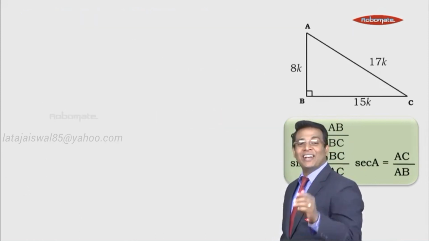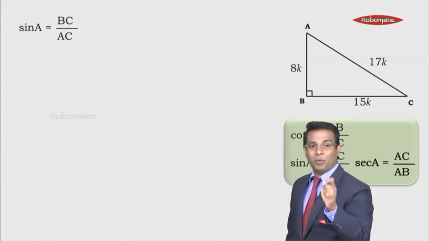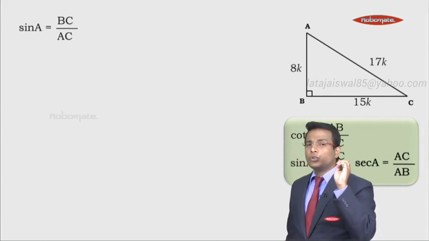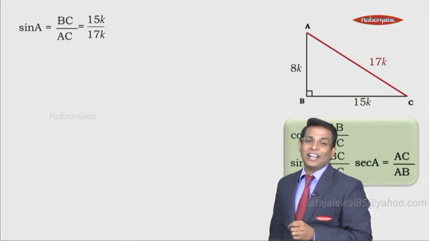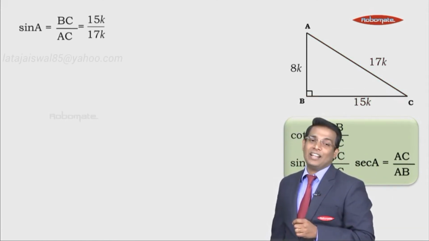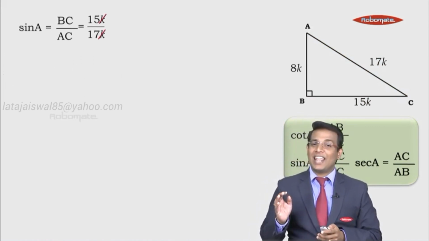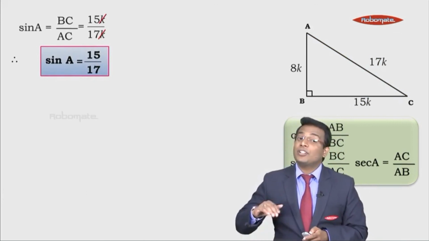Yes, let's do that. We'll write sin A, which we know is nothing but BC upon AC. So just substitute the values. The value of BC is how much? 15K, right? Substitute that, and we know the value of AC is 17K. Now K and K get cancelled, so we'll get the value of sin A is equal to 15 upon 17.